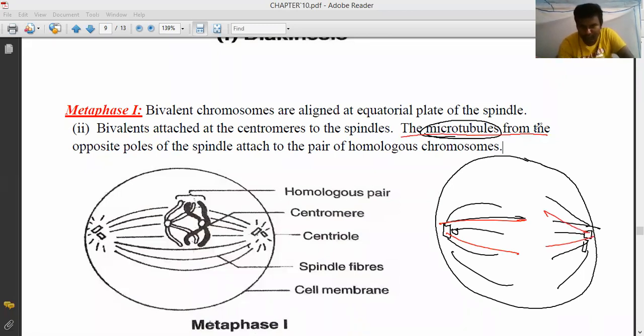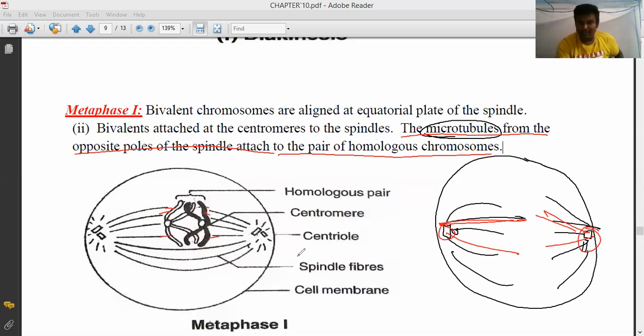The microtubules from the opposite poles of the spindle fibers attach to a pair of homologous chromosomes. Microtubules means, from this centriole, microtubules are formed, and from this centriole, microtubules are formed. These microtubules are attached to the pair of homologous chromosomes. See, these are microtubules. Microtubules are attached to the homologous chromosomes.